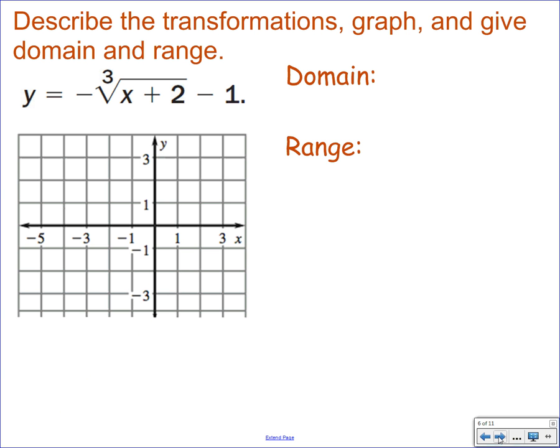Okay, describe the transformations, graph the domain and range. Same thing that we've been doing. Underneath the radical, that +2, that's going to shift to the left 2. -1, that's down 1. That negative, that's like a -1, so that's being multiplied to the whole parent function. So that is going to be across the x-axis.